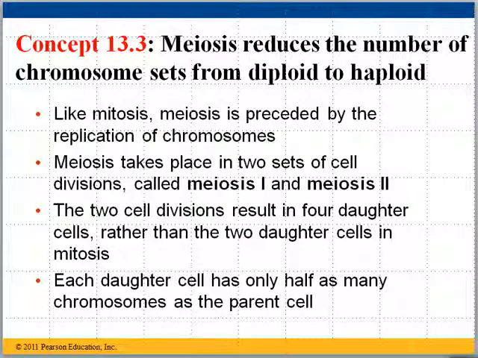Alright team, here we are for concept 13.3. It says meiosis reduces the number of chromosome sets from diploid to haploid. I think we already know that. Here's the good news. If you understood chapter 12 and you understand mitosis, then you're probably going to understand meiosis pretty well, because meiosis is actually kind of basically mitosis times 2.